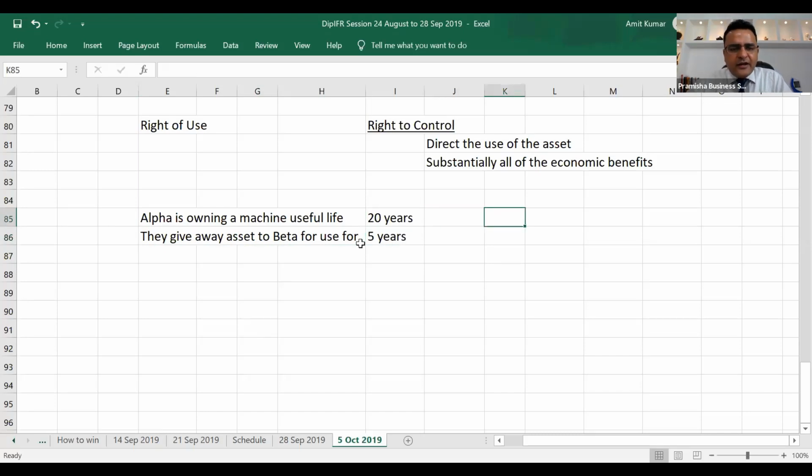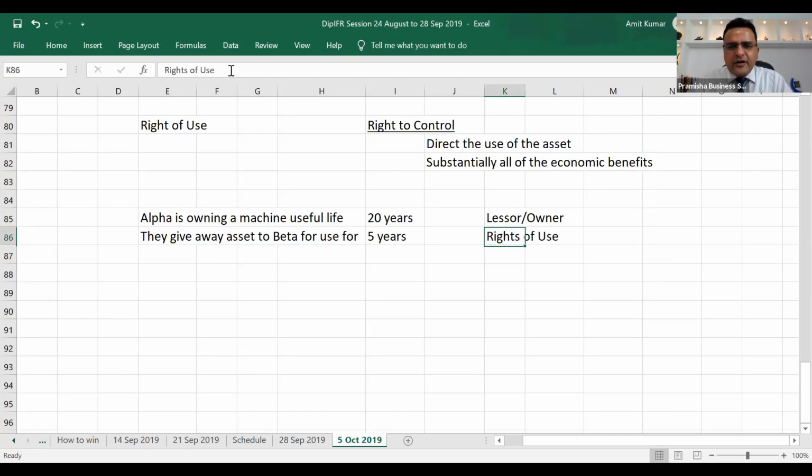They will continue to record the asset as part of their books because they are indirectly a lessor, or owners of an asset. They'll continue to record that asset as lessor or owner of the asset because they are going to own it for 20 years. They will record it in the form of rights of use.